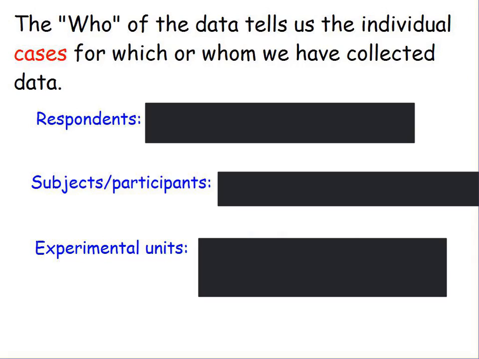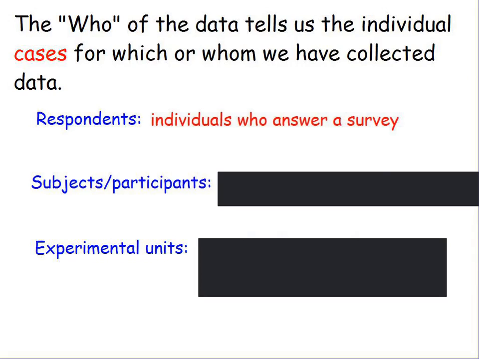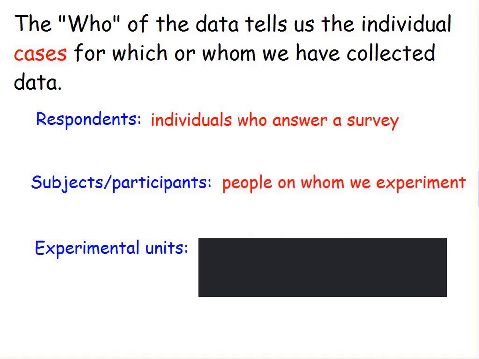There's three basic types of cases. The first type of case that we will study are respondents. Respondents are actually people because they are being asked to answer a survey question, and only people are able to actually give you a verbal answer or a written response. The next type of case that we will be studying are subjects or participants. That word is used interchangeably. These are people on whom we experiment.